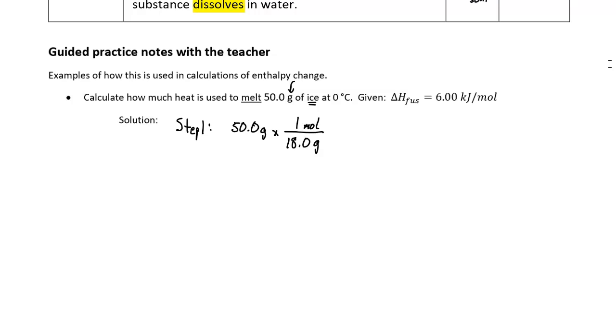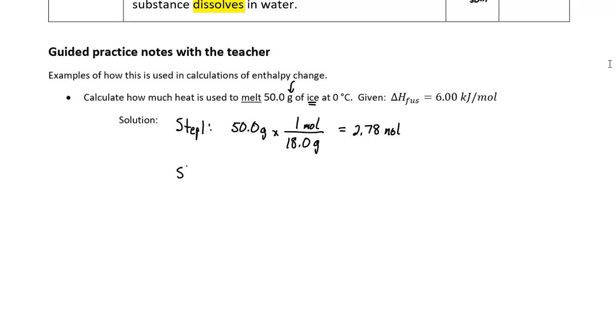We've used that number 18 as the molar mass of water several times this year. Some of you probably don't even need to look it up on the chart anymore. On a calculator, 50 divided by 18 is 2.78 moles. That is our quantity of ice, measured in moles instead of being measured in grams.